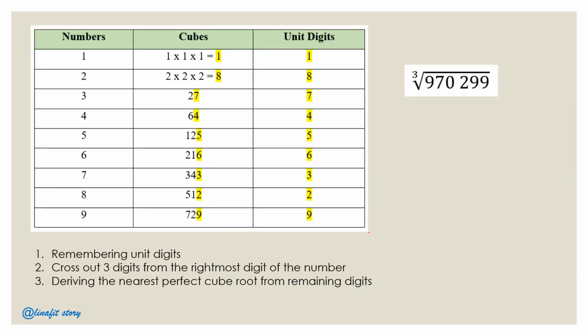Next, find the cube root of 970,299. 9 is the unit digit of 9. Next, cross out 3 digits from the rightmost digits of the number. The last, find the nearest cube root of 970. So the answer is 99.